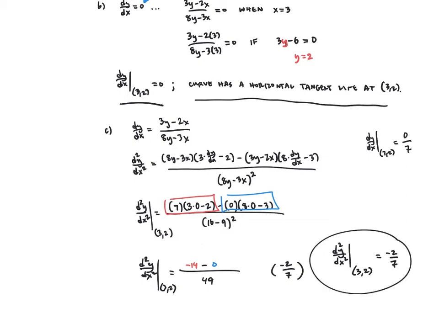All right, so I've got my second derivative, which I could leave just like this, and my second derivative evaluated at 3, 2. So that'll be it for this question. Let's look at one more FRQ here on the next page.